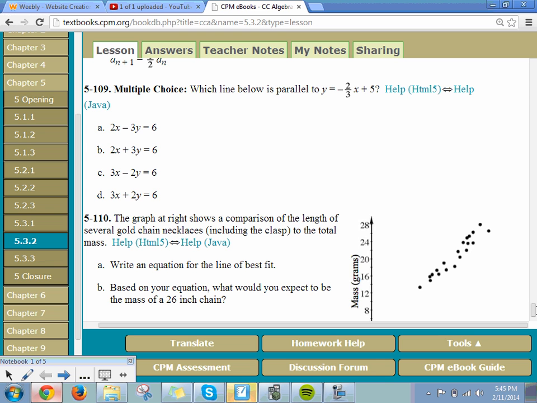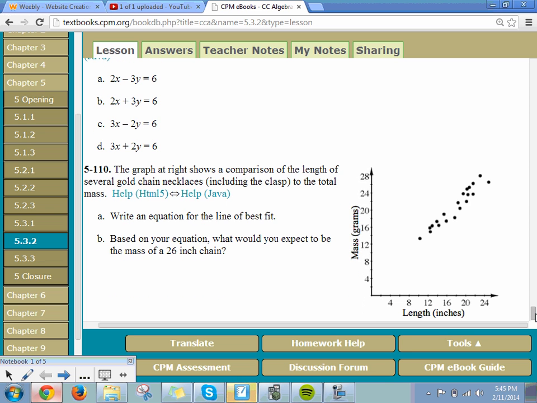And then our last problem. In 110, it says the graph at the right shows a comparison of the length of several gold chain necklaces. I bet 2 Chainz would be really excited about this question. And their total mass. So we can see the length versus the mass. Write an equation for the best fit, and based on your equation, what would you expect the mass of a 22-inch chain to be?